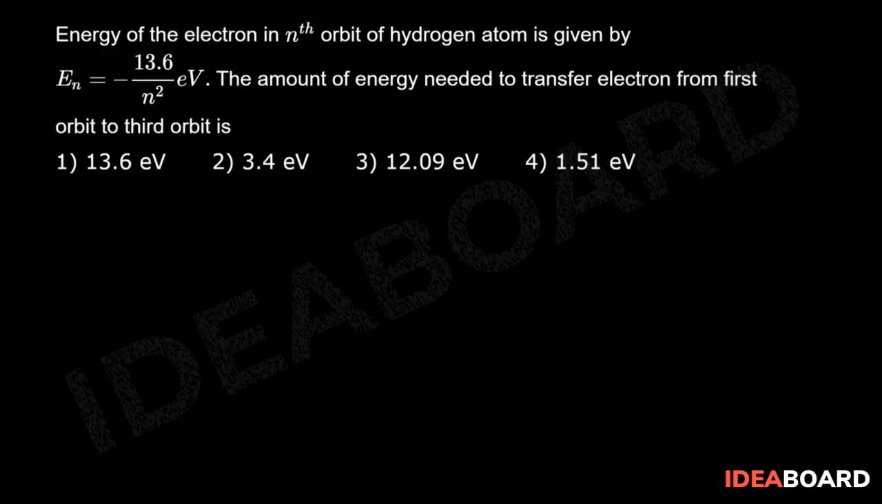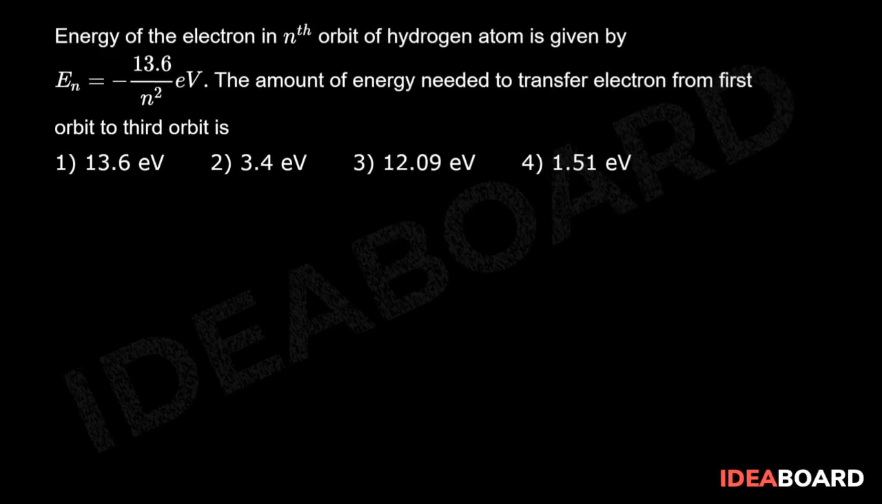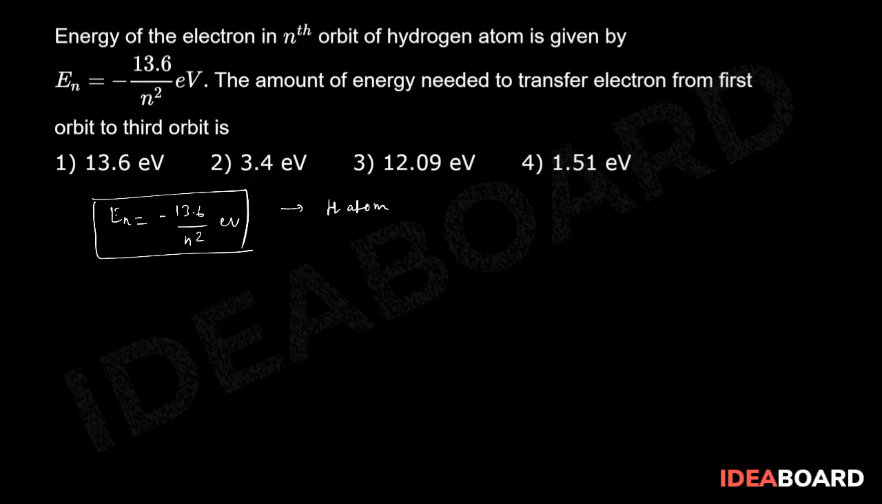Now they have already given the formula of energy in a particular state, which is En is equal to minus 13.6 upon n square, in electron volts. Now, this is specific for hydrogen atom, right? So this is specific for hydrogen atom they have provided. Now they are asking energy needed to transfer electron from first to third.